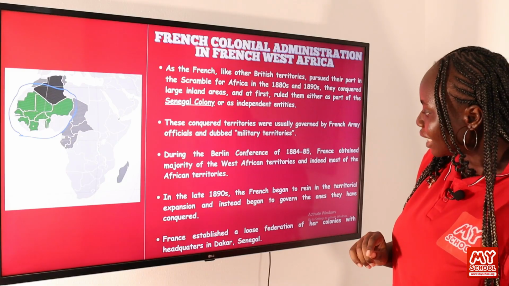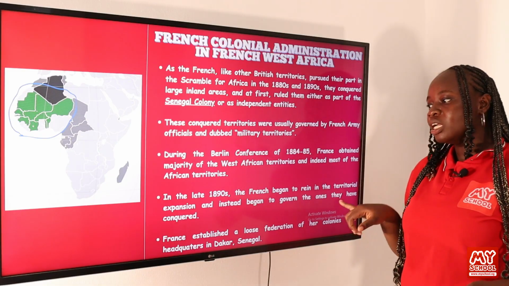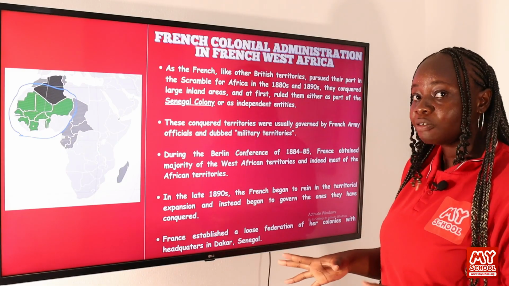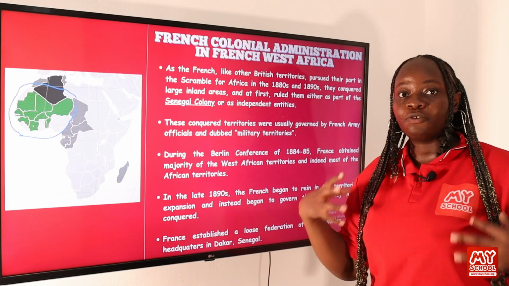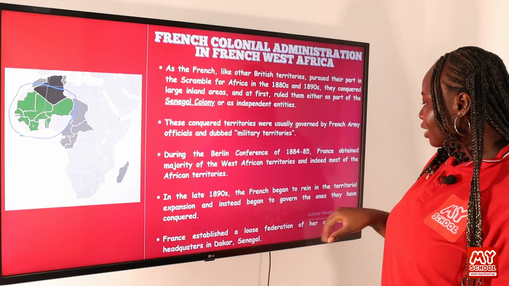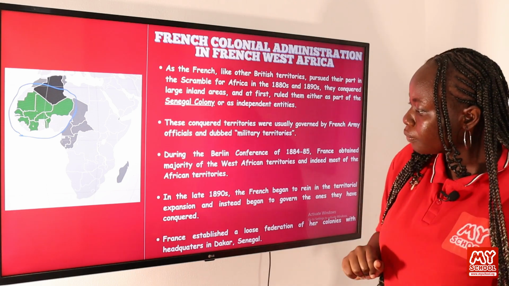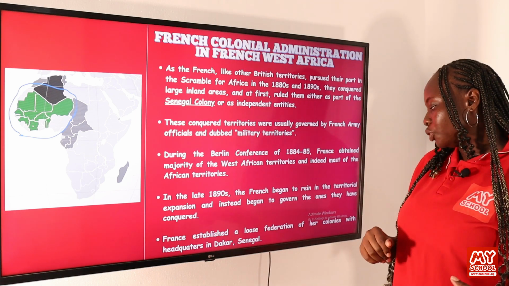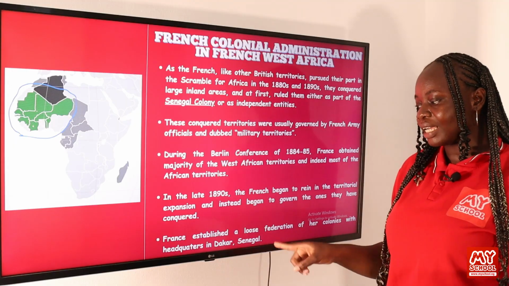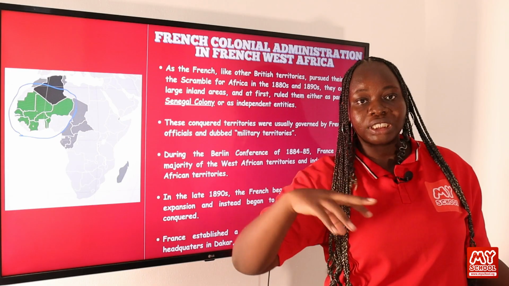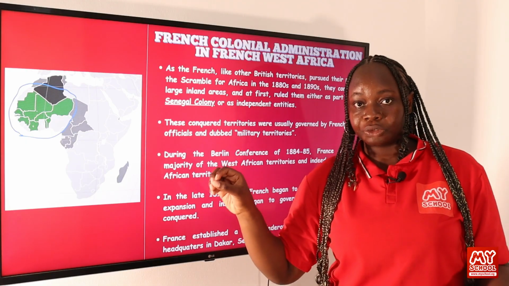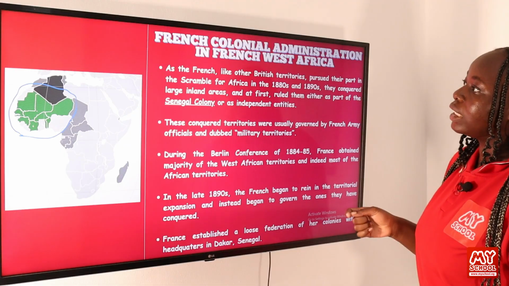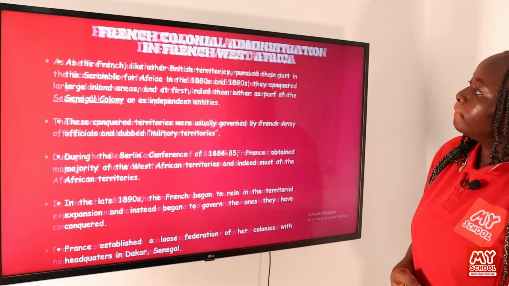So in the late 1890s, the French began to rein in the territorial expansion. They stopped their territorial expansion. So they started to focus on the ones that they had already acquired and began to govern the ones they had conquered. France established a loose federation of her colonies with headquarters in Dakar, Senegal. So Senegal was the capital of French West Africa. That is where they governed all of these territories from. Now let's move on to the next slide.